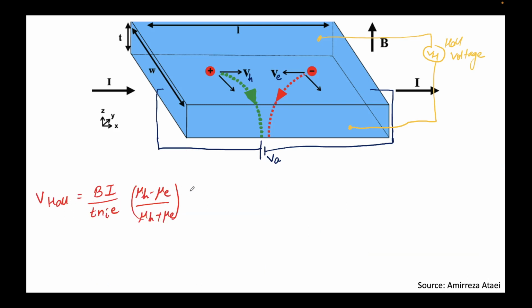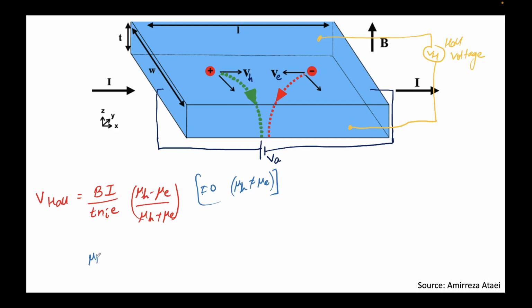Now you can clearly see that the Hall voltage has a constant term, right? It's not zero first of all. So Hall voltage is not zero. Why? Since typically mu H is not equal to mu E. So that is the first observation we can make. Now, is it negative or positive? That will depend on whether mu H is greater than mu E.